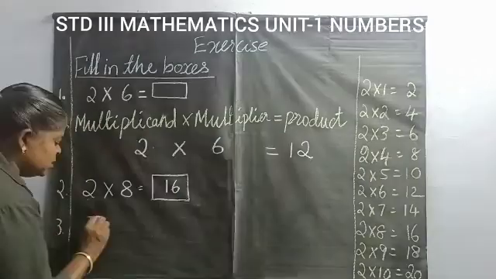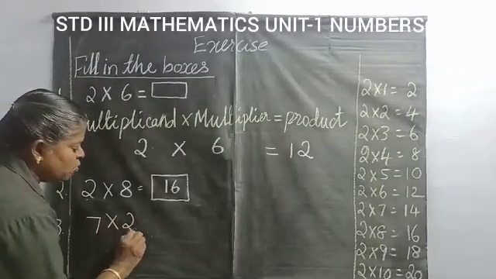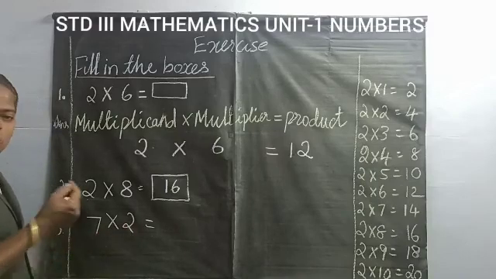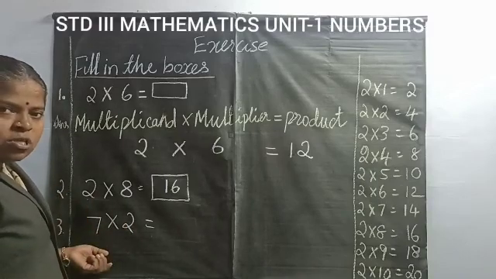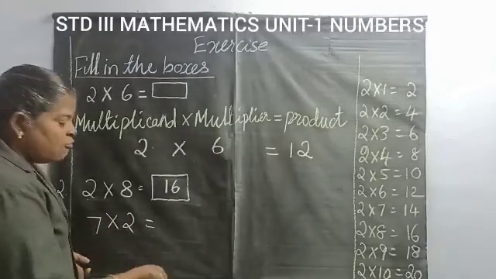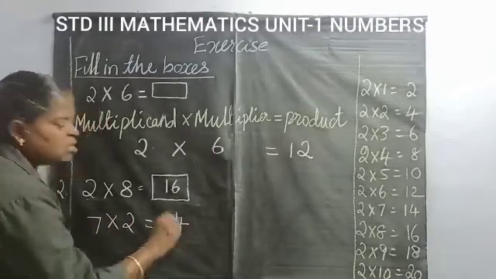Third question. 7 into 2 equal to. What is the value of 7 2s are? Here 2 7s are, 7 2s are, both will be same. So 7 2s are 14.